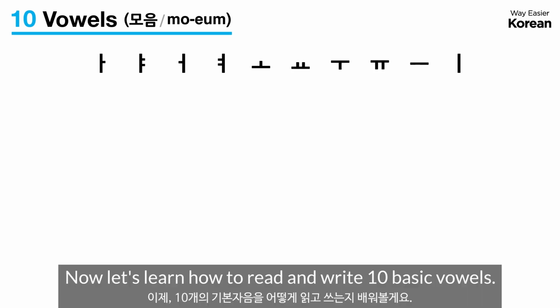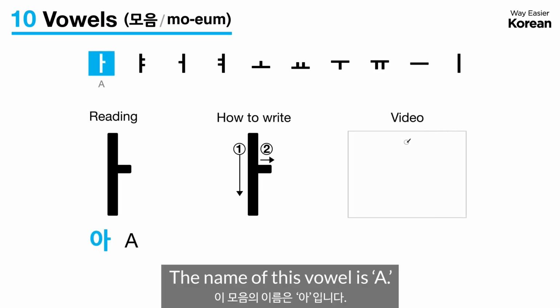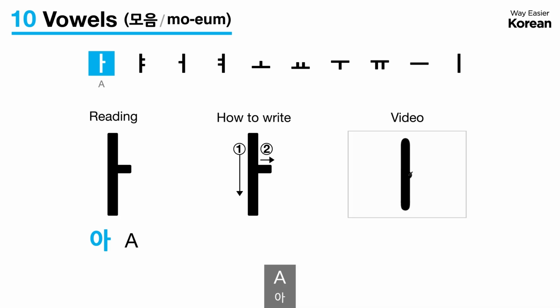Now let's learn how to read and write 10 basic vowels. 아. The name of this vowel is 아. Now, try pronouncing it 5 times, following the voice. 아, 아, 아, 아, 아.